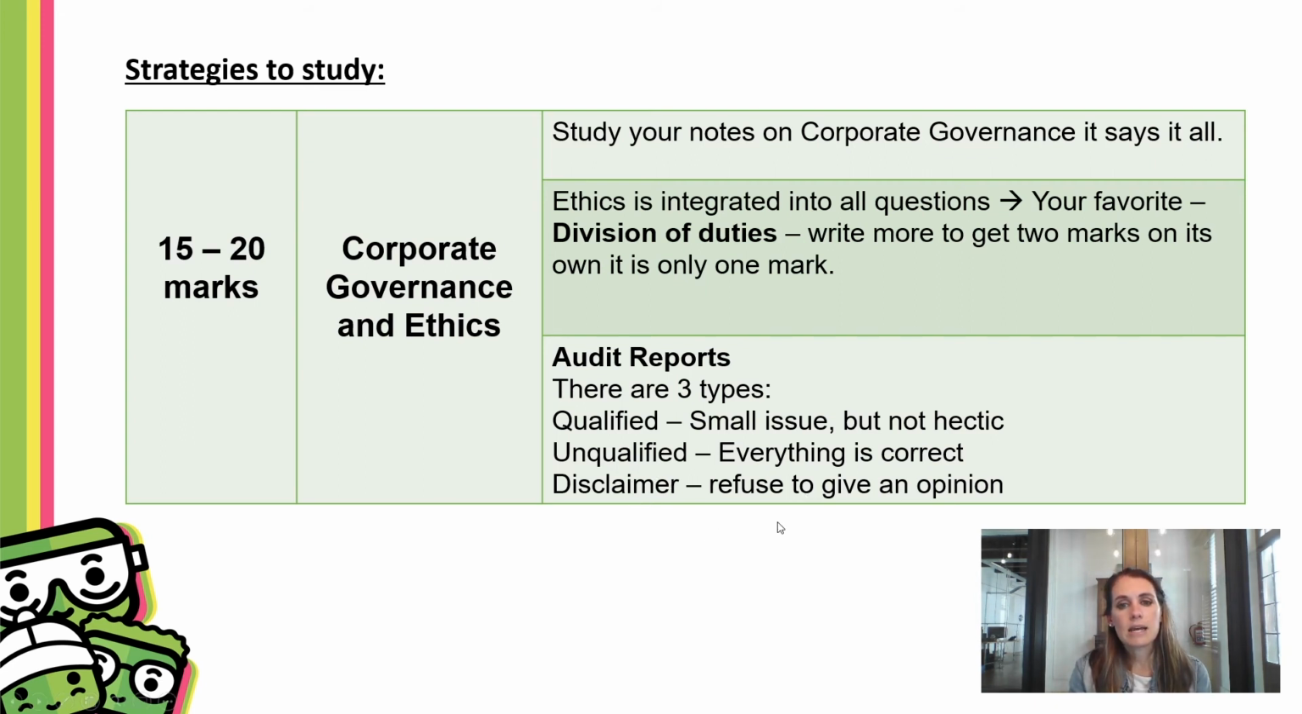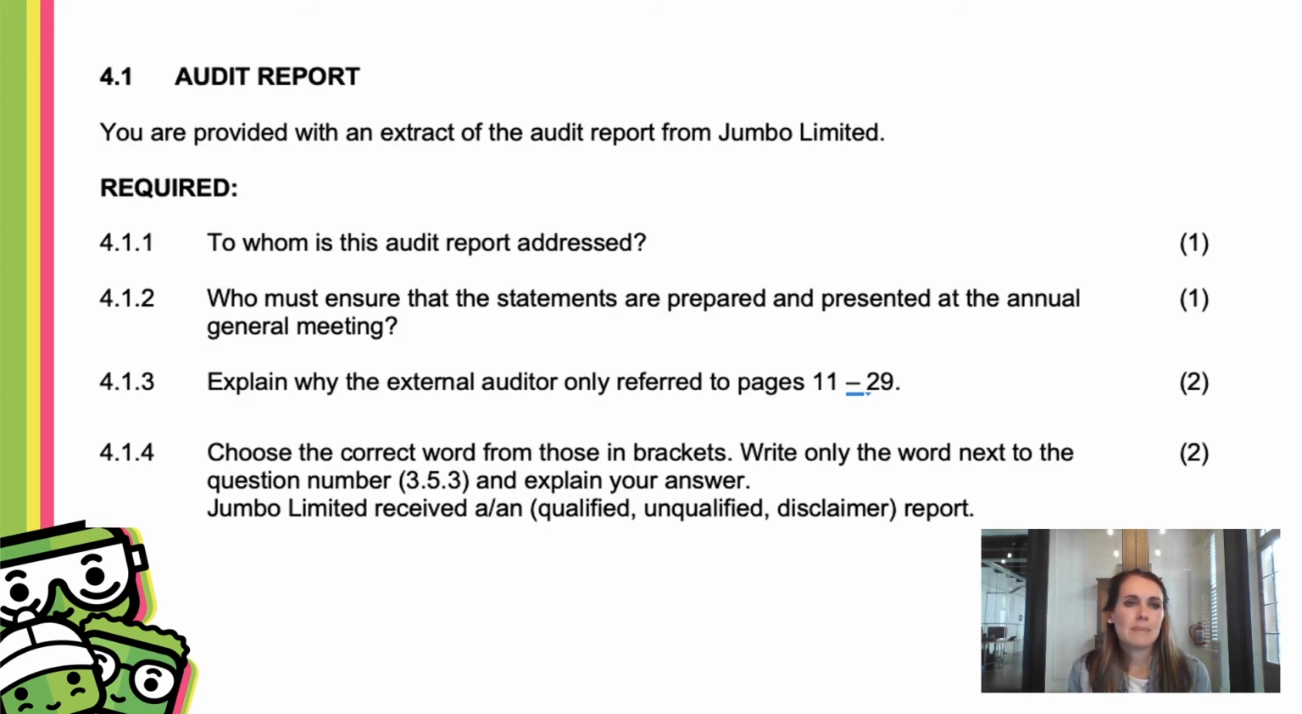A disclaimer is when the auditors refuse to give an opinion on the financial statements because there's too much that's wrong. They don't want to put their name next to the company saying that they've audited the financial statements. So this is basically how a short version of it looks. And this is now a 6-mark question, it's between 6 to 15 marks.